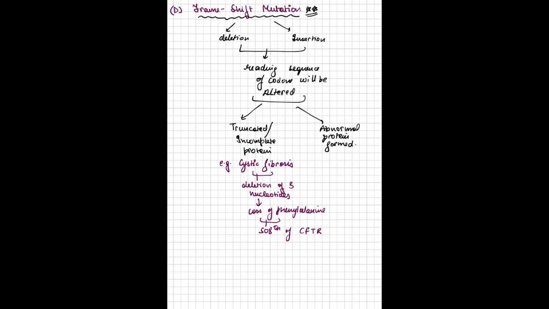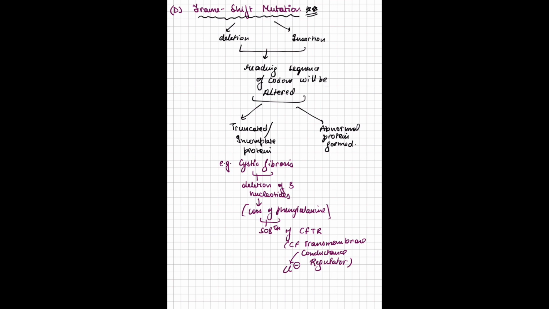What is the full form? The full form is cystic fibrosis transmembrane conductance regulator. This is a channel, a chloride channel, and if there is loss of phenylalanine, this chloride channel will be disturbed, and thus it cannot conduct chloride, and it will cause certain symptoms.